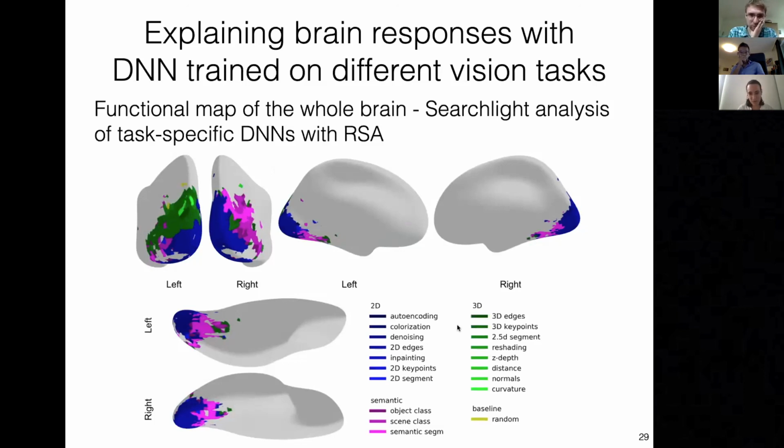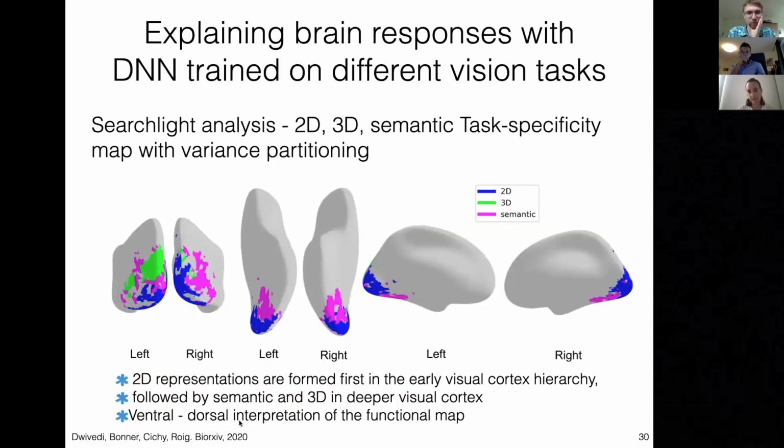To have more quantitative results, what we did is group the models into 2D, semantic, and 3D. So now we only have 3 models and then have this kind of results. Again, the results look quite smooth, and it makes sense of what we got. The 2D representations are formed first in the early visual cortex in a kind of hierarchy. It's followed by semantic and 3D in the deeper areas of the visual cortex, and then we can also have a kind of ventral dorsal interpretation of the functional map in this way.